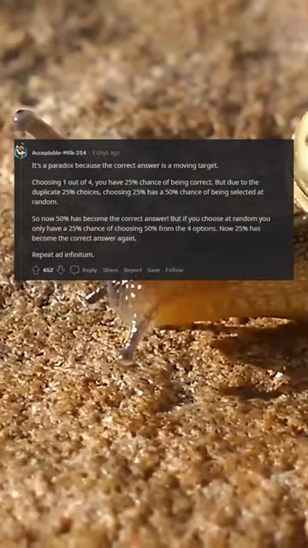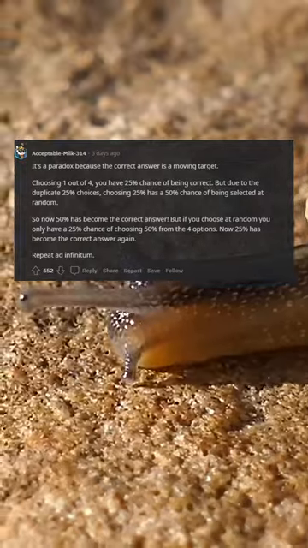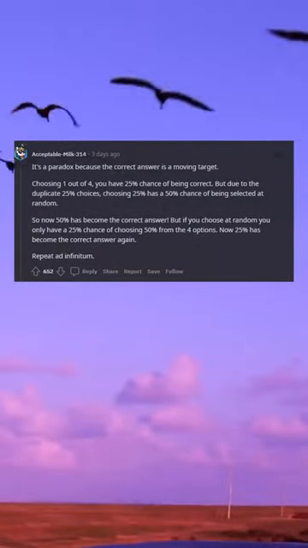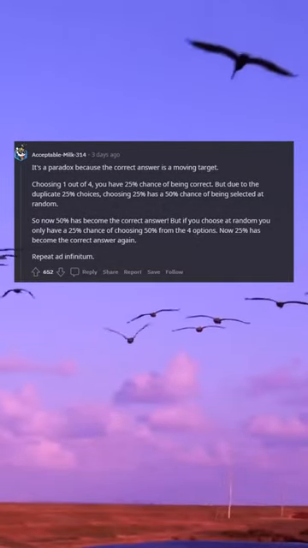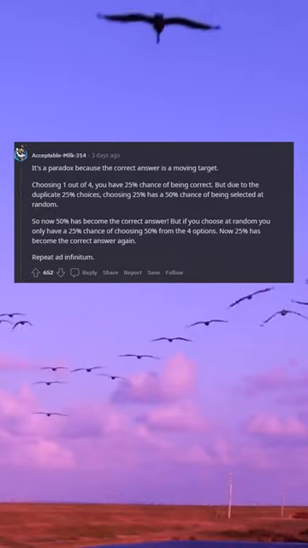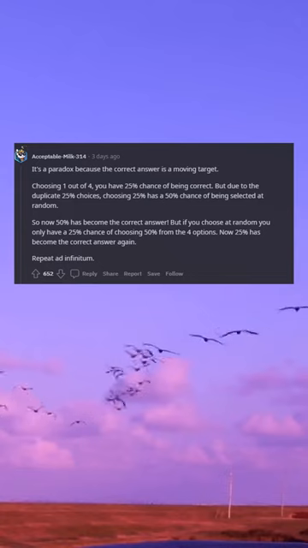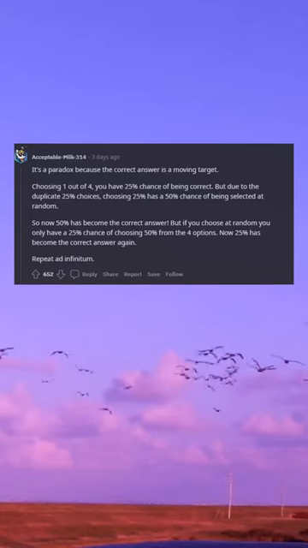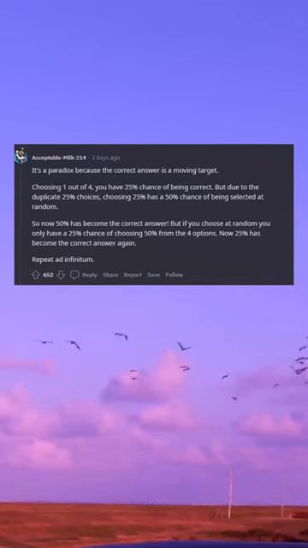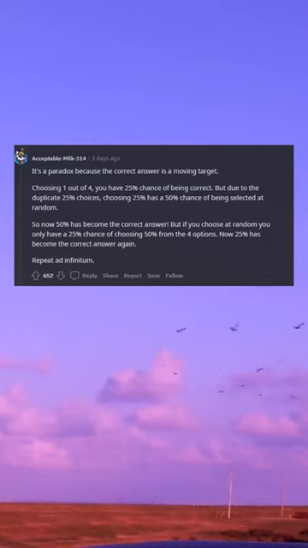It's a paradox because the correct answer is a moving target. Choosing one out of four, you have a 25% chance of being correct. But due to the duplicate 25% choices, choosing 25% has a 50% chance of being selected at random. So now 50% has become the correct answer, but if you choose at random you only have a 25% chance of choosing 50% from the four options. Now 25% has become the correct answer again.